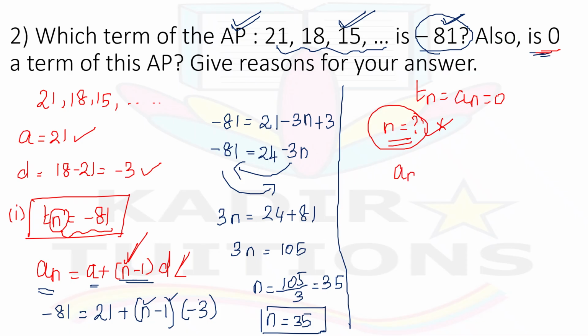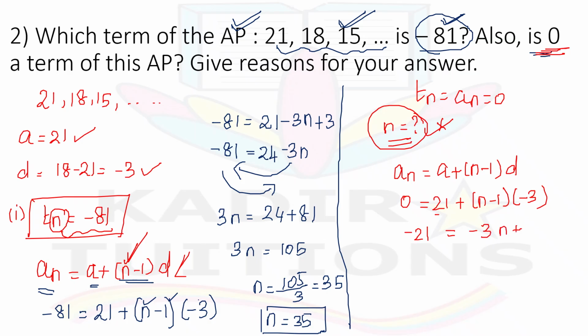So we can use the same formula, an equal to a plus n minus 1 into d, whereas our an value is 0 in this case, because that is what they are asking us to check. And the a value is going to be 21 plus n minus 1 into minus 3. And over here I can move this 21 to the other side, so minus 21, and here it is minus 3n plus 3. So again I am moving this plus 3 to the other side, so it will become minus 24 equal to minus 3n. So minus and minus will get cancelled, n equal to 24 by 3, which is 8.